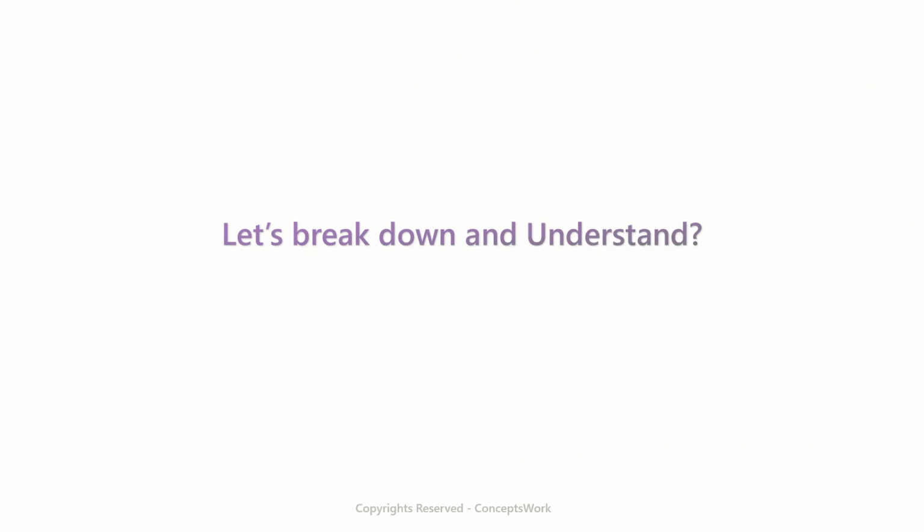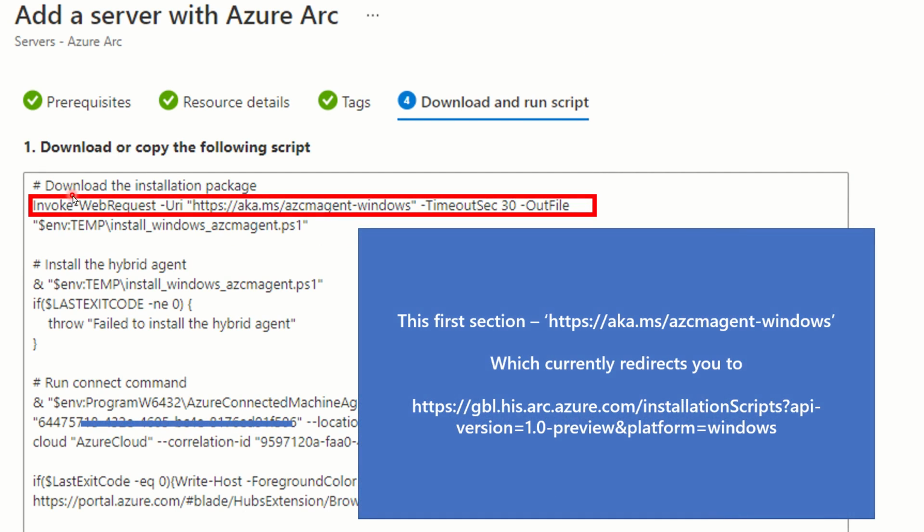Okay, so the first section of the script says invoke-web request to this particular URI, and then the outcome of this request should be saved in the form of a script. Make sense? So the first section is this particular line, which says invoke-web request to this particular URI. Now, if you remember when I was talking about the network requirements, I was very specifically saying to make sure these are the two URLs as well that you can get whitelisted.